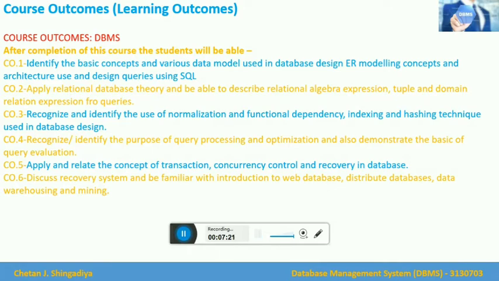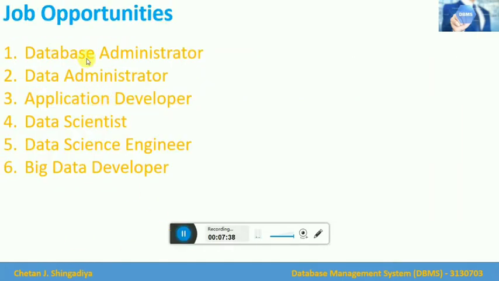So friends, after understanding this subject, these are the course outcomes, the concepts you are going to be able to understand for this particular subject. Now let us see what job opportunities are there for this particular subject.